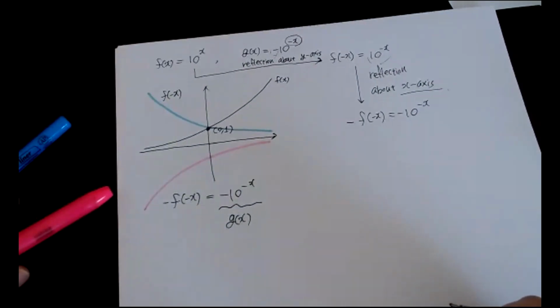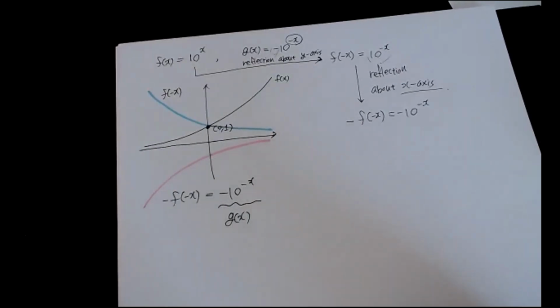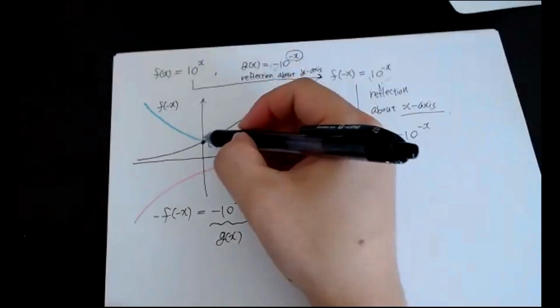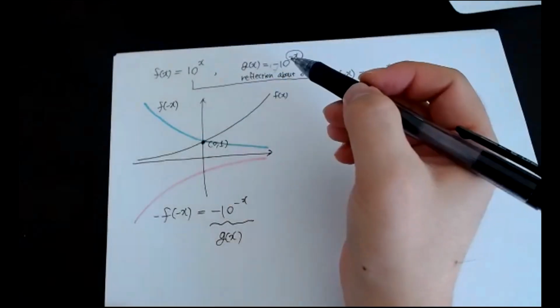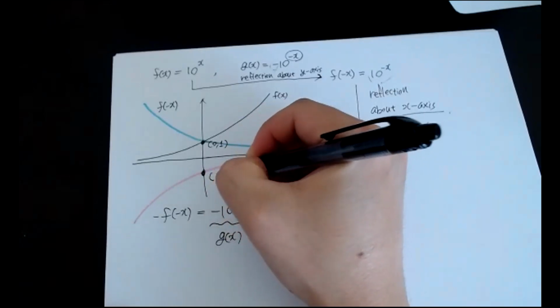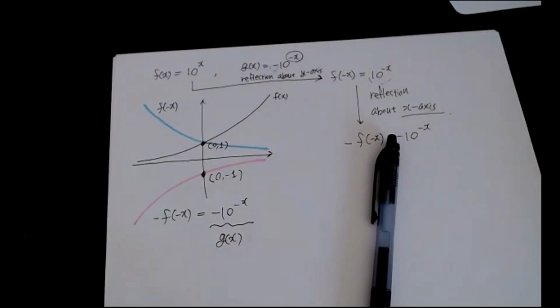So what happened to the y-intercept? It's going to be (0, -1), right? All right, so now let's move to the other problems.